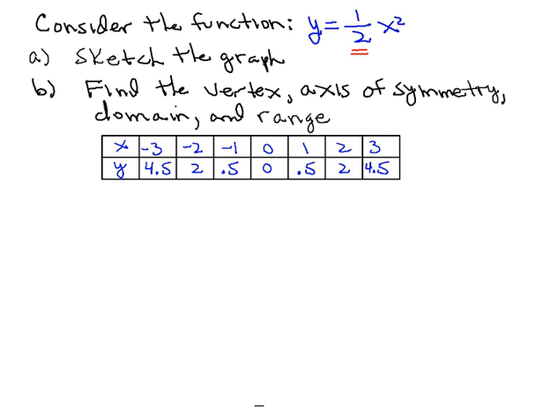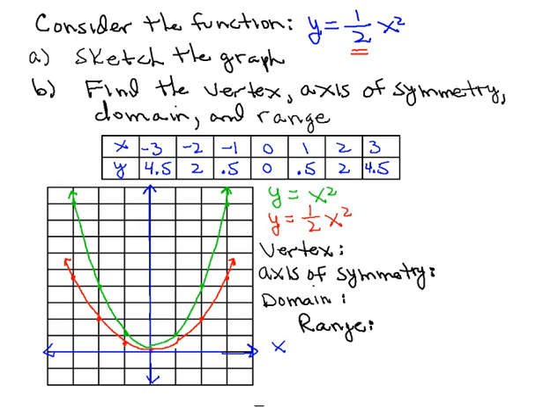Now the question really is then, how will the graph of y equals 1/2 x squared compare to the graph of y equals x squared? So let's graph both of them on the same set of axes and see what we have. Now you'll see the graph of y equals x squared is in green, and the graph of y equals 1/2 x squared is in red. Now what you notice is that the graph of y equals 1/2 x squared is in a sense fatter than the graph of y equals x squared. So we would say then, in official mathematical terms, that the graph of y equals 1/2 x squared compresses the graph of y equals x squared by a factor of 1/2.